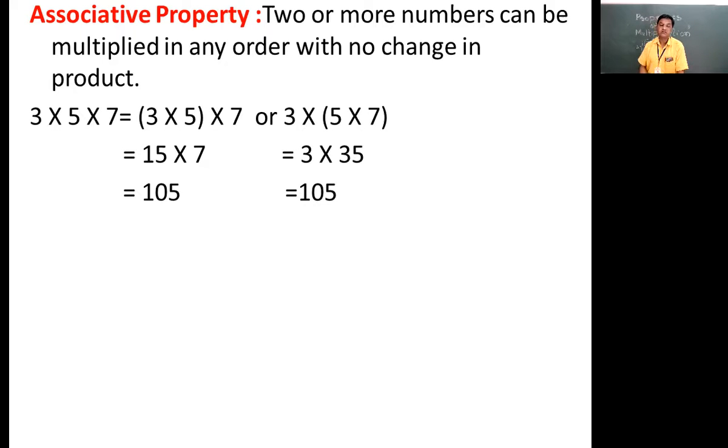So we can multiply 3 or more numbers in any order. This is all about the properties of multiplication.